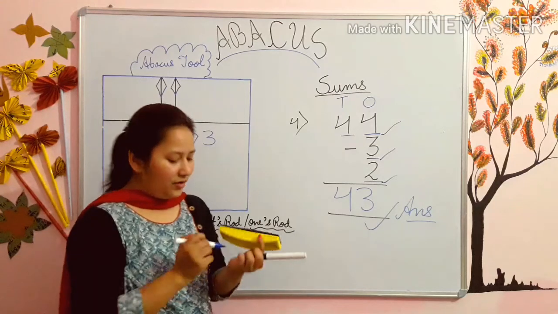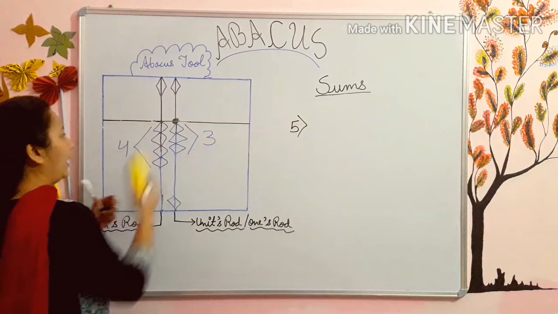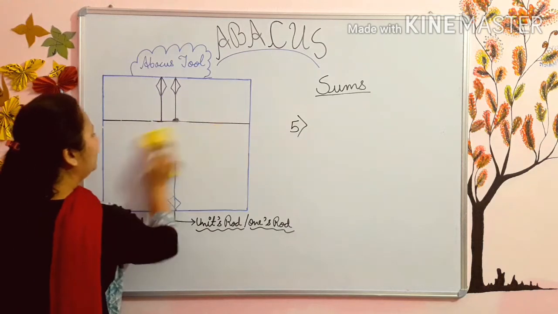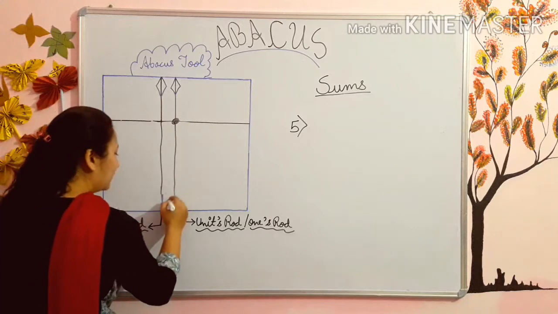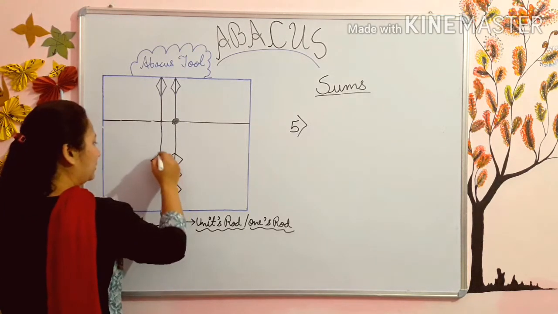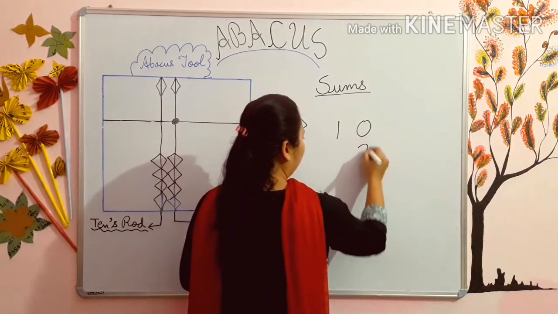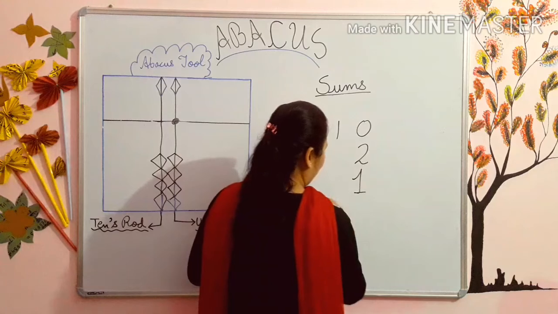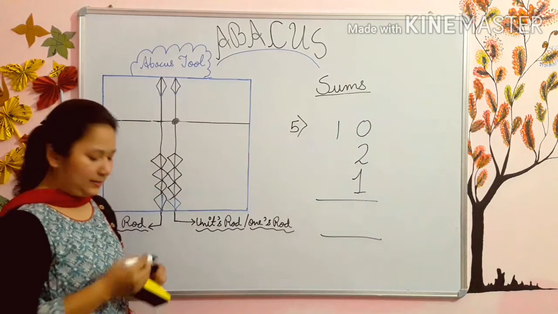Now we will go for our next sum. Now our fifth sum. And set your abacus, upper beads up, lower beads down. Students, this is a very fun activity if you will learn it. 10, 2. This is your sum, kids.